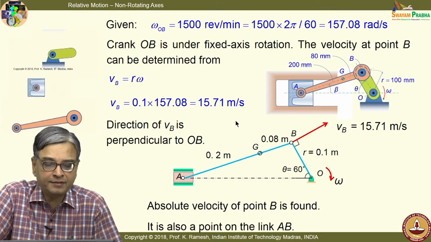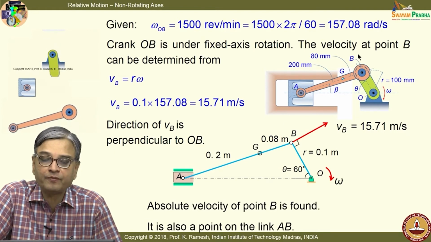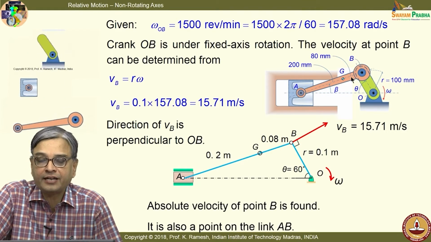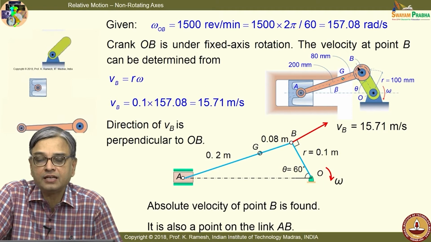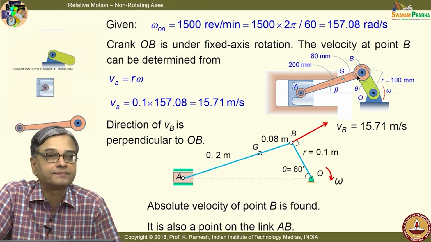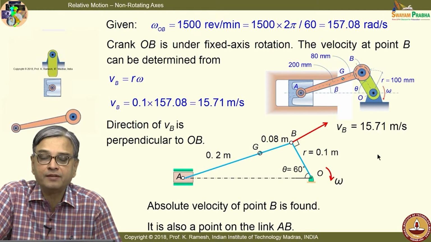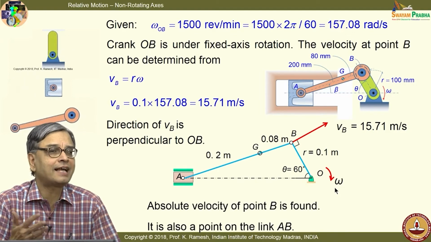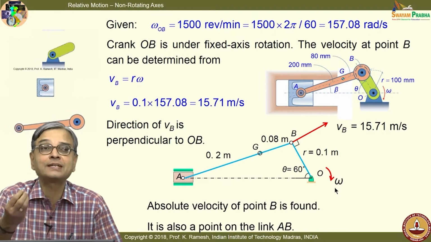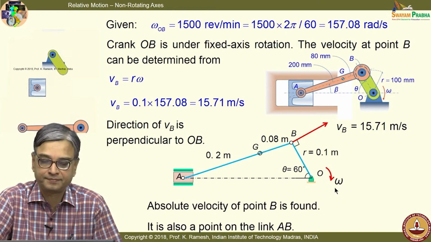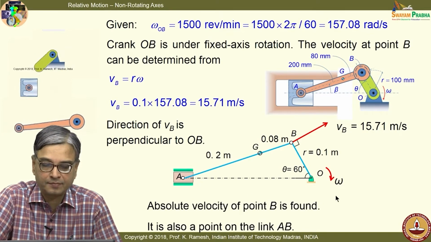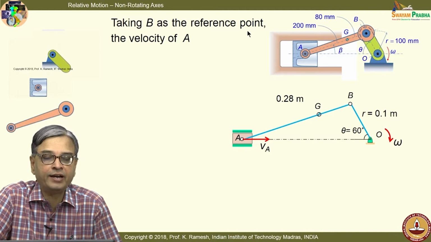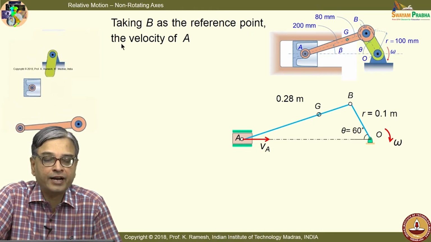And what have we determined? We have determined the absolute velocity of point B. And if you look at the connecting rod, point B is also part of the connecting rod. But for point B, we have already determined the absolute velocity. So, I can attach a translating axis to point B and look at what happens at point A. Taking B as a reference point, I can find out the velocity of A.